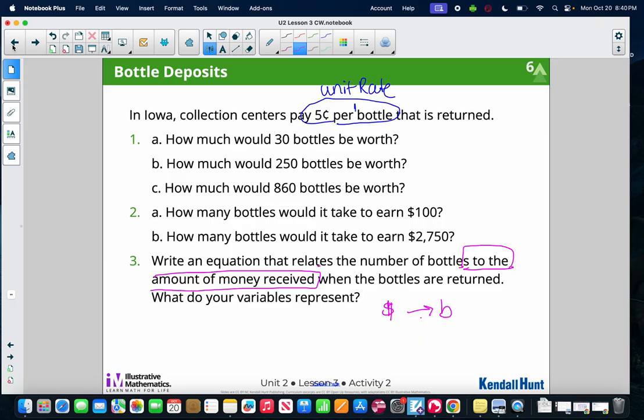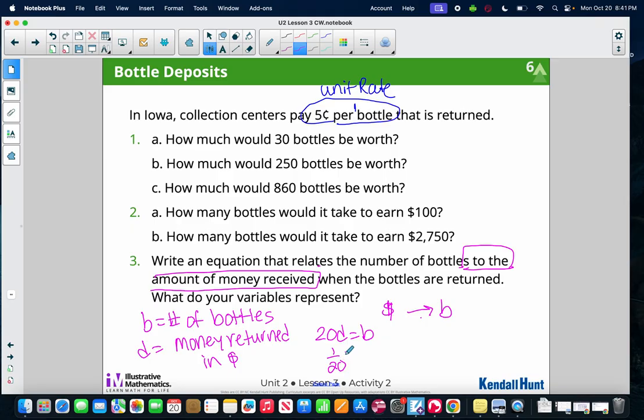If I'm going to let B be the number of bottles, and I'll let D be the money returned in dollars. So to go from money to bottles, we're doing 20D equals B. The other equation would be 1/20th B equals D.